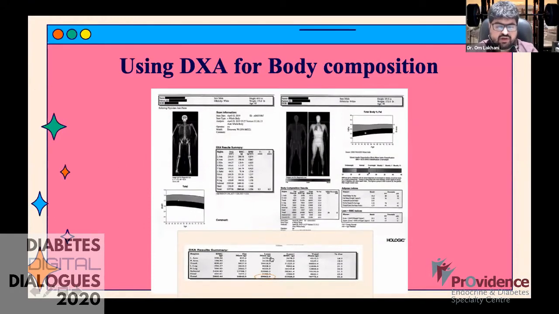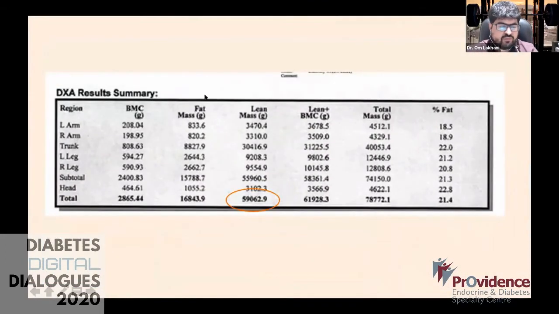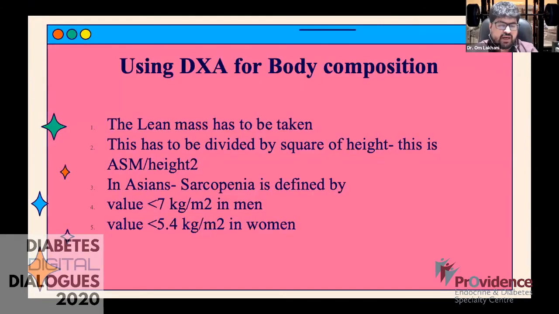This is a report generated from Hologic, and you can see it will give you the lean mass, which is the one mentioned here. The total lean mass in this patient is 59 kgs. Of course, a person who is larger in size will have more lean mass. So you need to take the lean mass, which is derived from the DEXA, and divide by height squared.